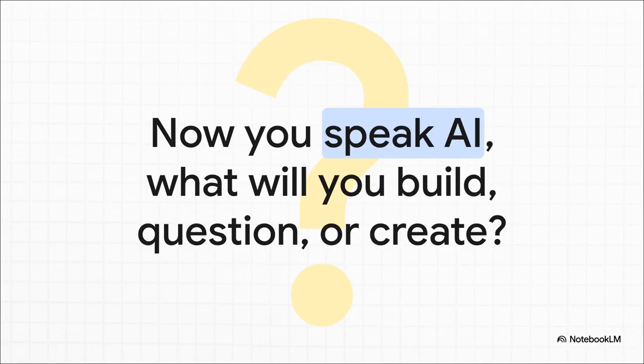So there you have it, 20 core AI concepts, all broken down. From tokens and embeddings all the way to agents and distillation, you now have the vocabulary to really understand what's going on in this incredible field. So the only question left is, now that you speak the language, what are you going to build, question, or create?